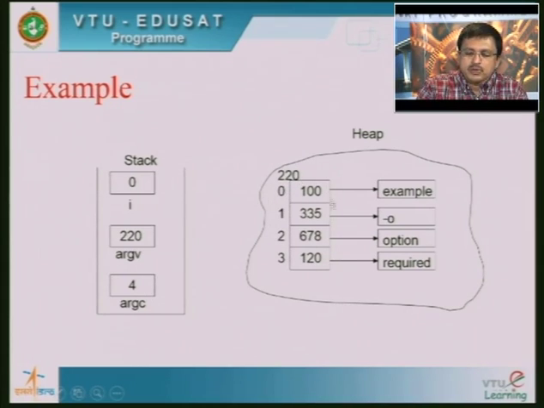So how many elements are there? Exactly equivalent to the argc. So a block of 4 pointers, character pointers, is present here. 220 happens to be there. This 220 actually gets onto the stack, but this is in heap. So argv0 now stores example, argv1 stores -o, argv2 stores option, and argv3 stores required.